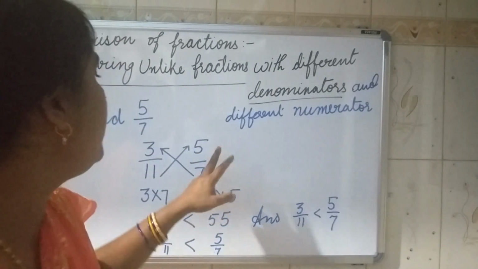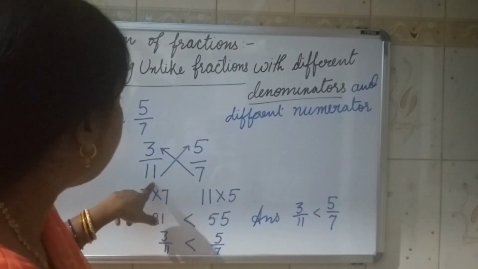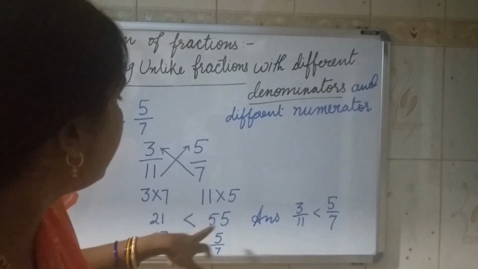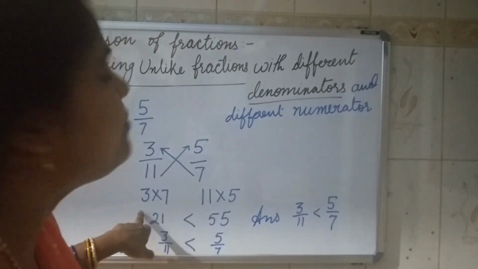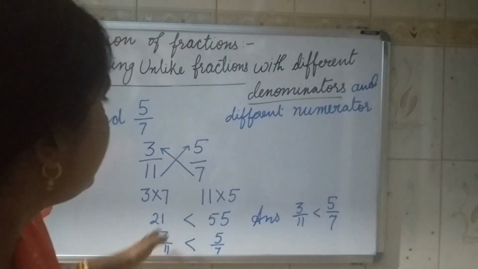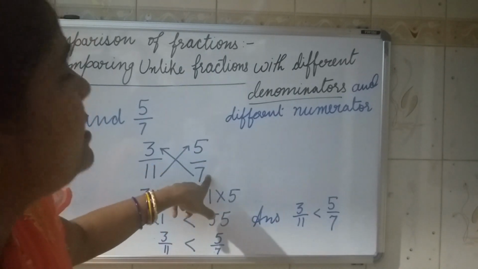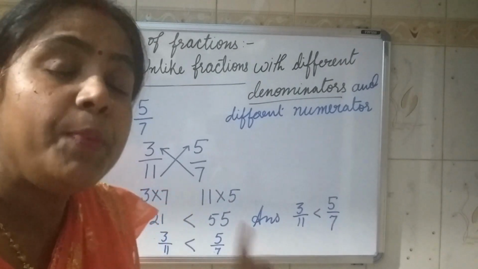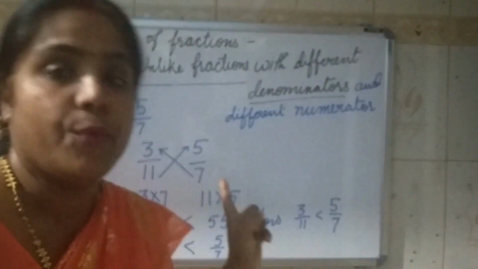Okay, if you are going to make a mistake, if you write 11 into 5 this side and 3 into 7 this side, what will be the answer? 21 will come this side and 55 will come this side. So from there the conclusion will come that 5 by 7 is smaller than 3 by 11, which is wrong. So please be careful while making this arrow.